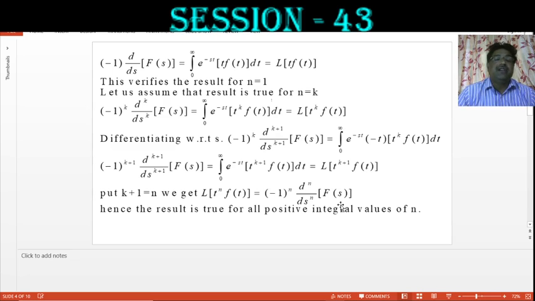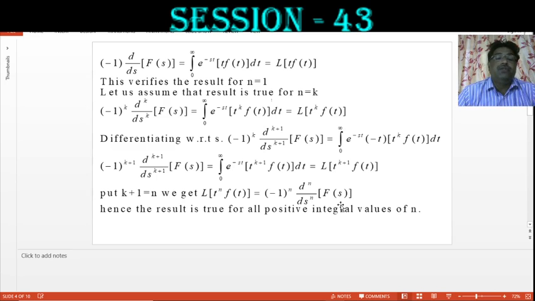Now, we can take the result as true for n equal to k. That is why you can write minus 1 raised to k, d^k divided by ds^k of F of s is equal to the integral from 0 to infinity of e raised to minus st t to the power k into f of t dt. That is equal to L of t to the power k into f of t, by definition.